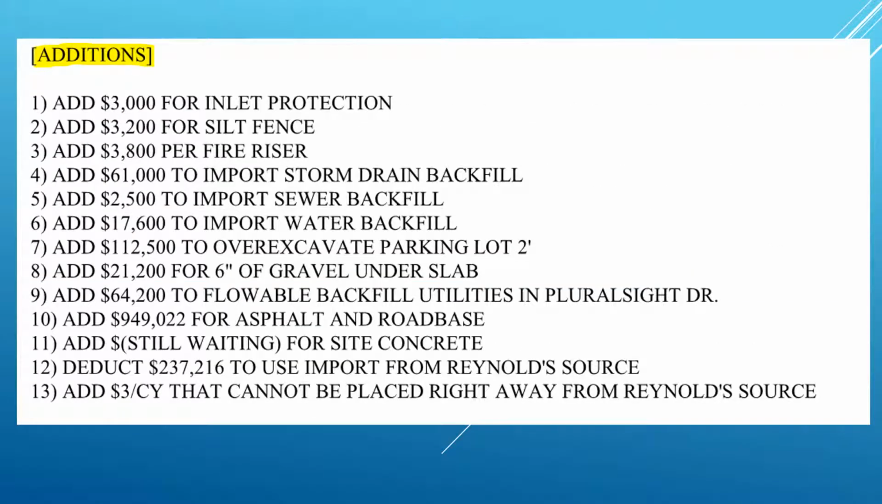The next section on a bid is called additions, and we number those to give the general contractor different options on things that they may not need on the job, or they may not need to use, like import water backfill. We may not need to use that, but at least they have the option and they know how much it costs.